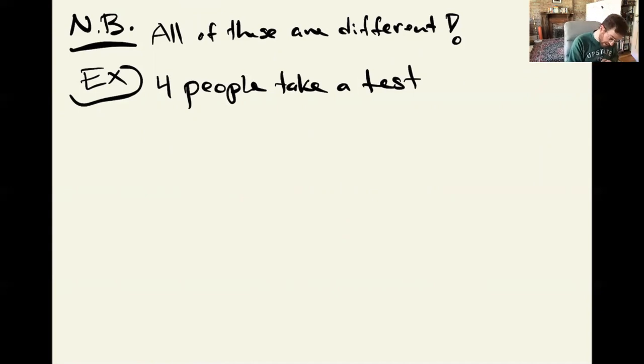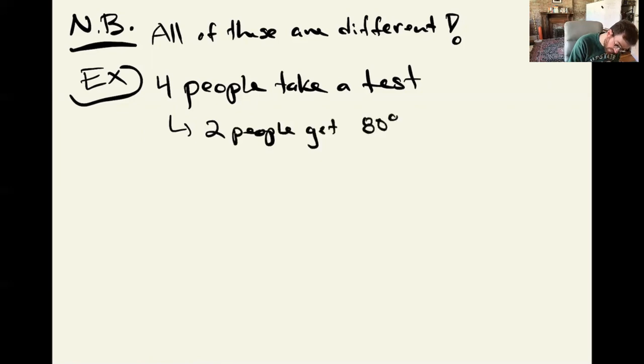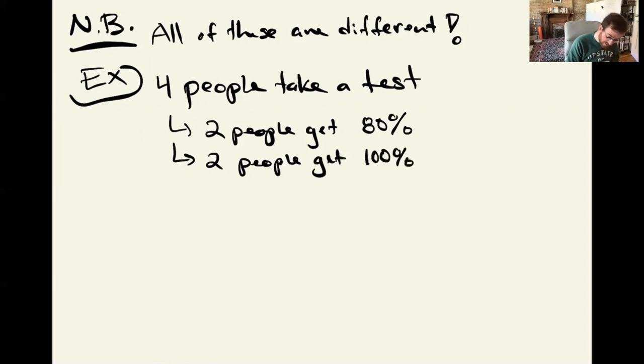So let's say in this case, and maybe I'm making this just an exam out of say 5 points or something like that. And so in that case, there's only a limited set of possibilities. Let's suppose that 2 people get 80%, and the other 2 people get perfect scores, 100%.